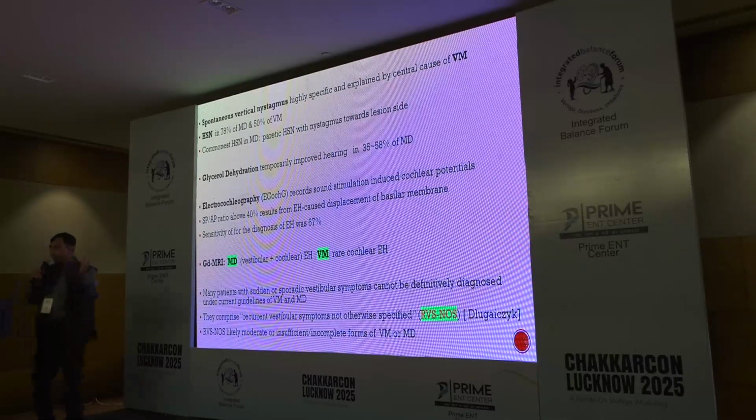As we are talking of the head-shake nystagmus, we can also see there was a spontaneous vertical nystagmus. This was seen in vestibular migraine and could be explained by the central cause of vestibular migraine. Similarly, what Dr. Prateek had said, that there was a bidirectional swinging nystagmus in head-shake, similar to that. There was head-shake nystagmus present in 78% of Meniere's disease and 50% of cases of vestibular migraine.